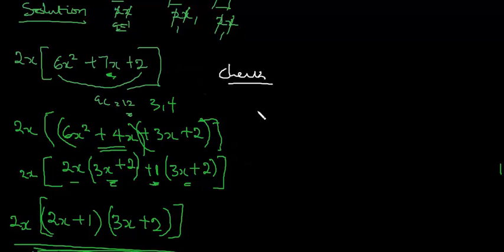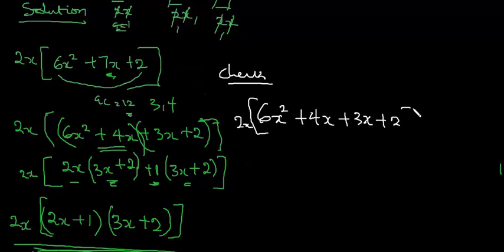Check. 2x times 3x is giving me 6x squared, right? 2x times plus 2 is giving me plus 4x, right? 1 times 3x is giving me what? Plus 3x, right? 1 times plus 2 is giving me what? Plus 2. Remember, I still have my 2x. So let's complete what is inside the bracket. 6x squared plus 4x plus 3x is going to give me plus 7x plus 2, right?